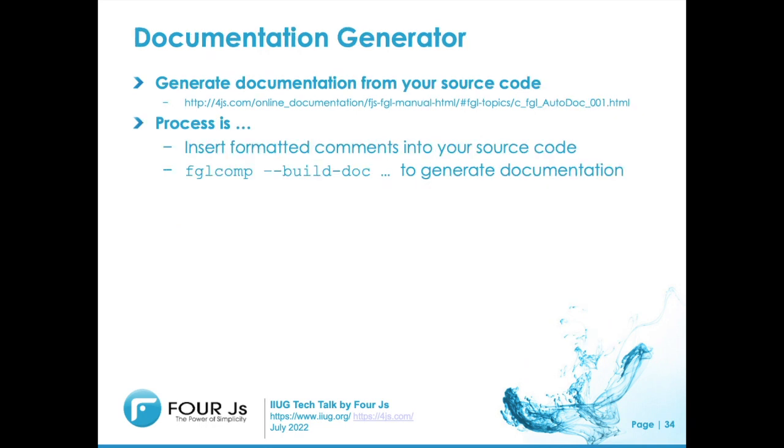The Genero compiler also has the facility to generate documentation from your source code. The technique requires inserting comments in a structured fashion in your source code and then running fglcomp --build-doc, and it will generate some HTML documentation. We have had customers where this is their first step in their Genero transformation, so that they know what they have within their existing code base.